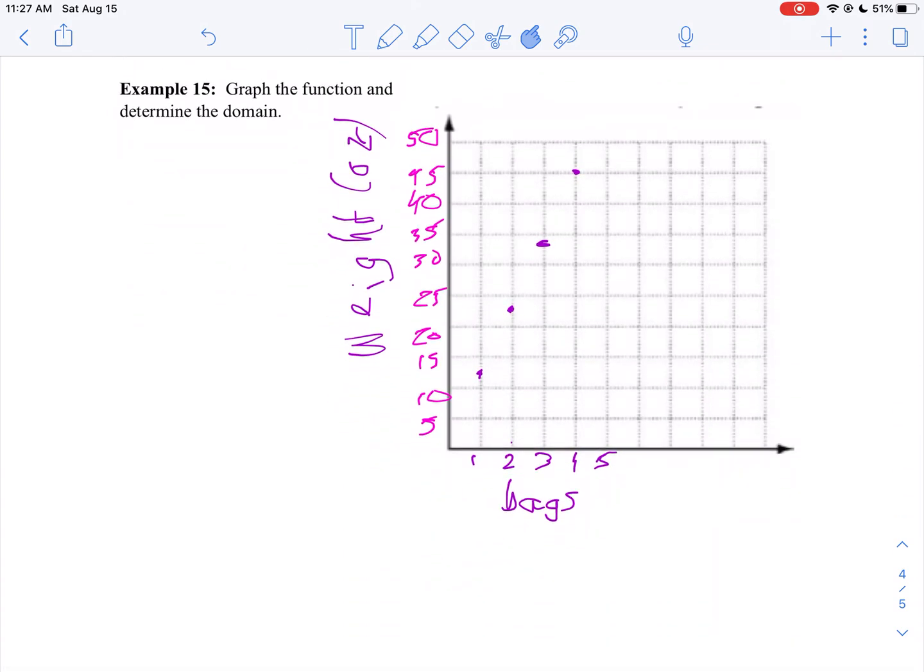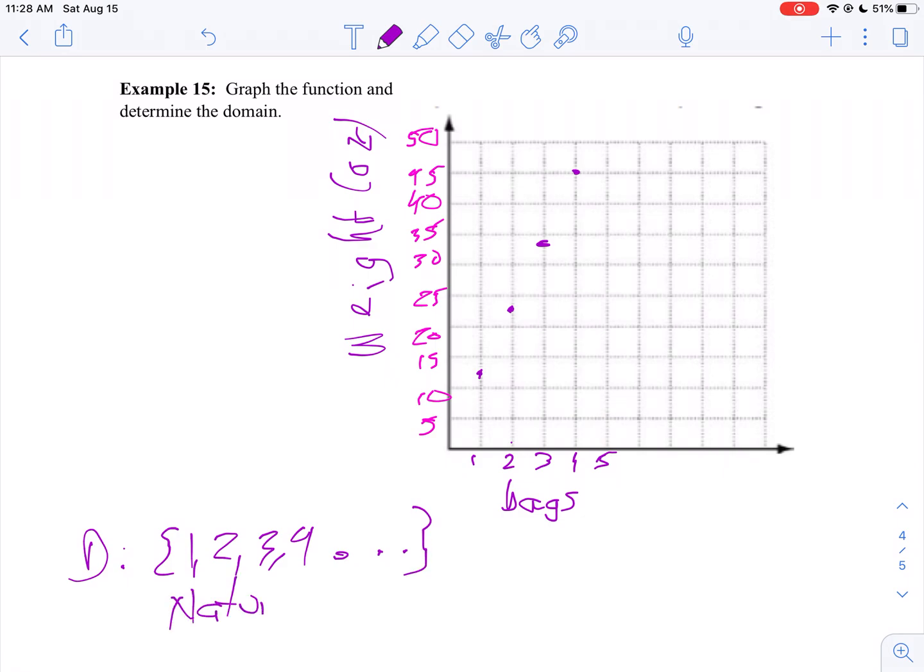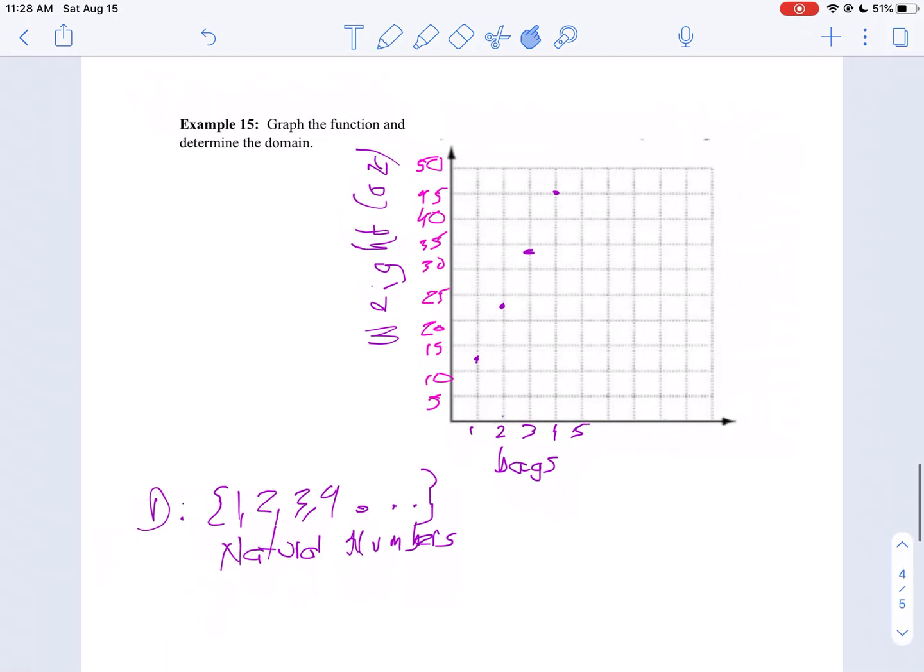Now, the domain: these aren't decimals. They're 1, 2, 3, 4, and so on. We could call those the natural numbers. Either way, you could write it in set notation or you can name it with natural numbers, and that's what we do.